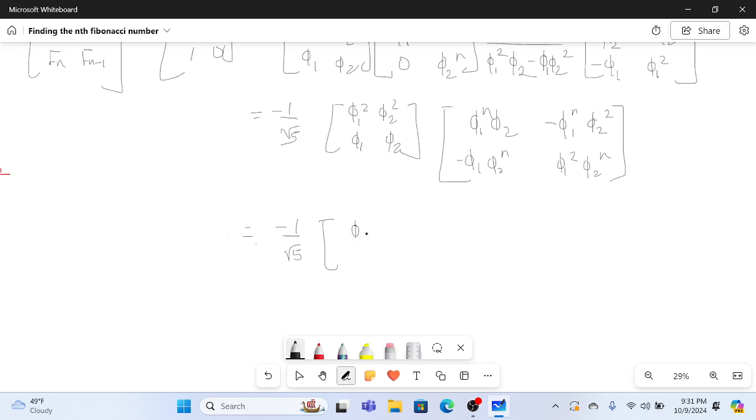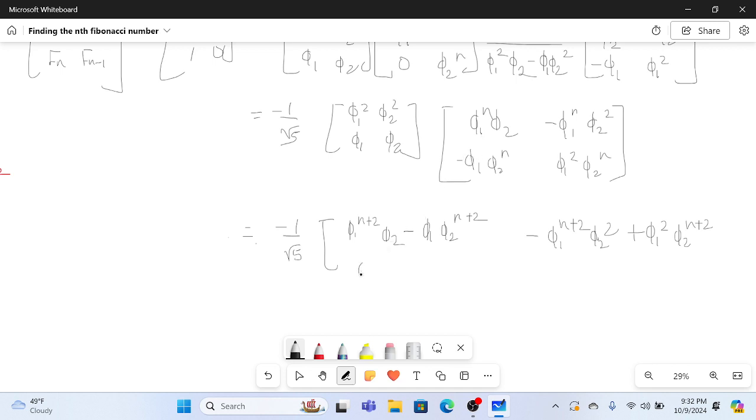Okay. Phi1 to the power n plus 2, phi2 cube. If you multiply these two, that's so complicated here. Okay. Phi1 square times this thing. That is phi1 to the power n plus 2 times phi2, right? Now this one minus phi1, phi2 to the power n plus 2, right? Now this one and this one. Minus phi1 to the power n plus 2, phi2 square, and this one plus phi1 square, phi2 to the power n plus 2.